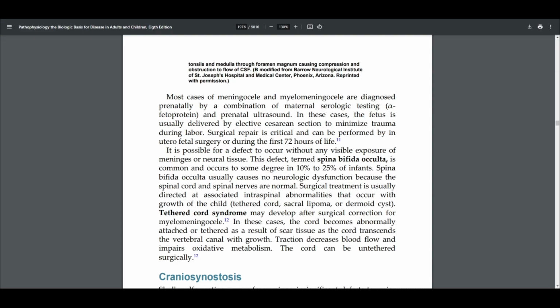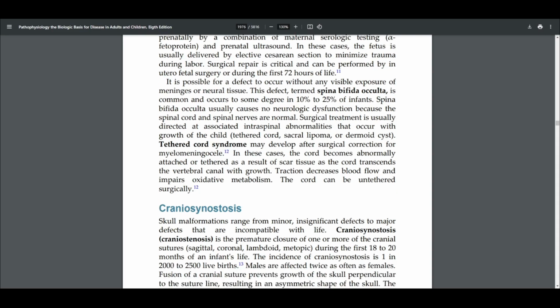A tethered cord syndrome may develop after surgical correction for myelomeningocele. In these cases, the cord becomes abnormally attached or tethered as a result of scar tissue, as the cord ascends the vertebral canal for growth. Traction decreases blood flow and impairs oxidative metabolism. The cord can be untethered surgically.